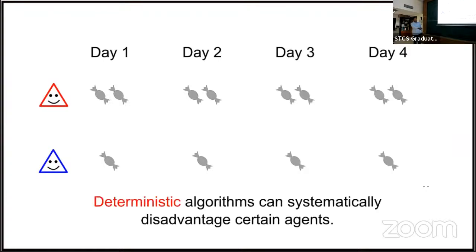So if this happens over time, and if you're using, say, deterministic algorithms, then the envy can actually build up, right? So you might end up systematically discriminating against certain agents, okay? And this actually motivates thinking about randomized algorithms, as some people sort of alluded to earlier.